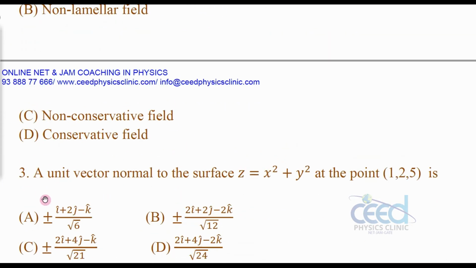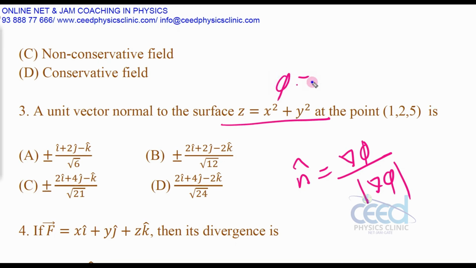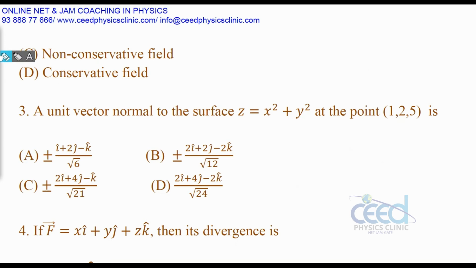That also you can find out the answer. Okay, the unit vector normal to the surface, this also we have discussed. Unit vector along a surface is equal to del phi divided by mod del phi. So this is the unit vector. Here you have the function, you can find phi as x square plus y square minus z. You can find out the unit vector at this point. That you can do yourself.